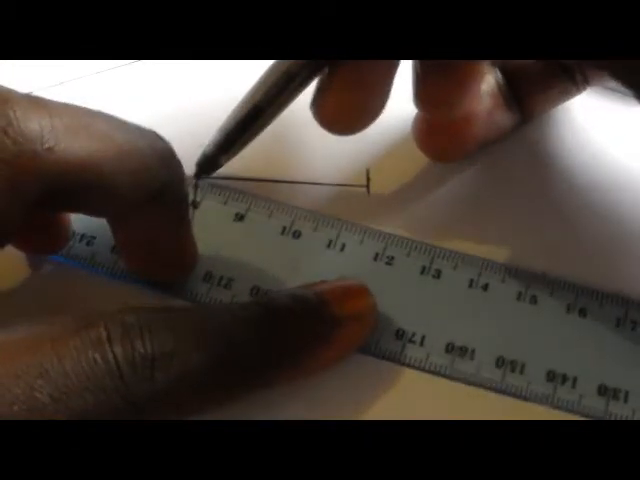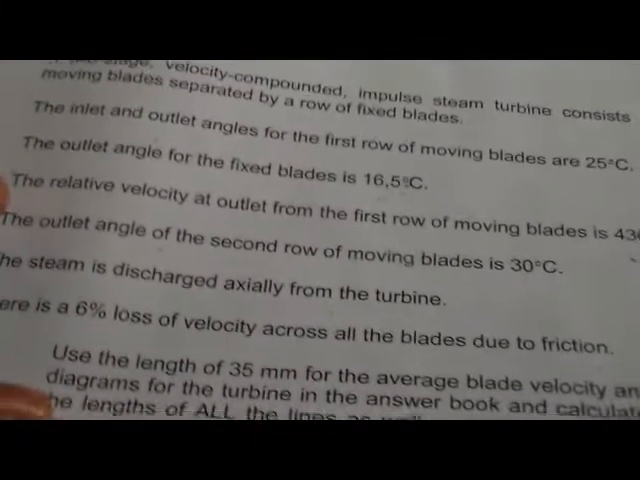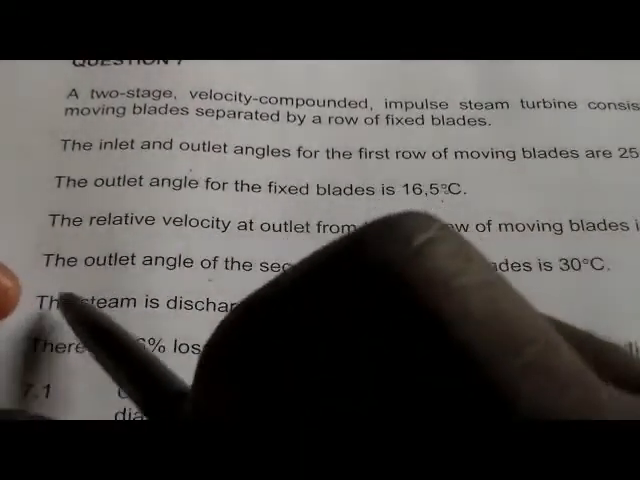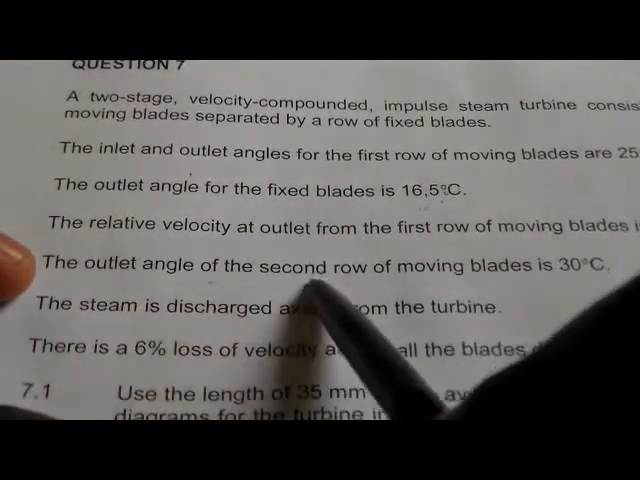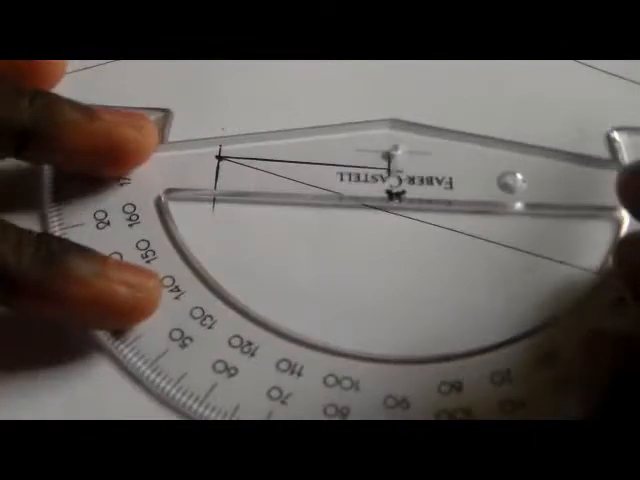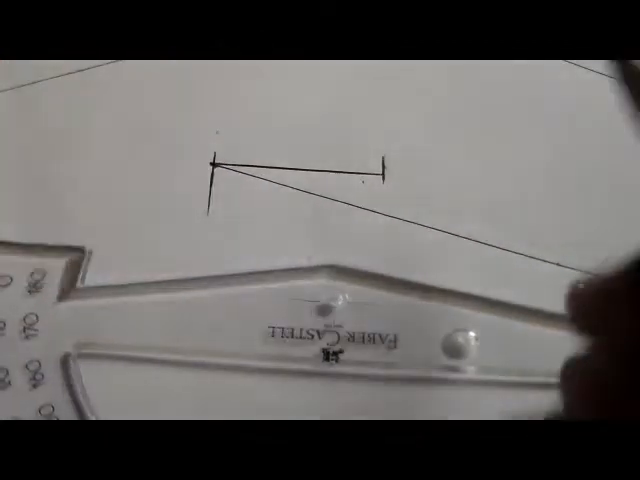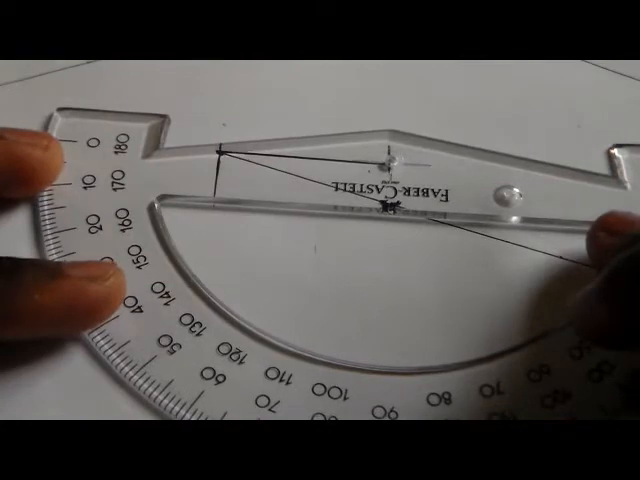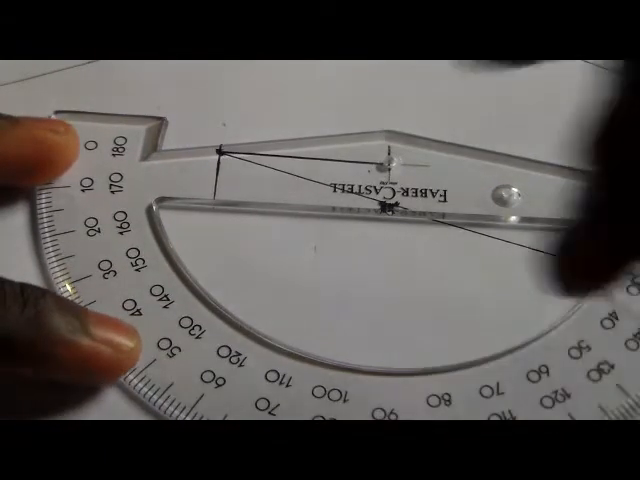Still we don't know the magnitude of this line. And then also we have the outlet angle here. They said the outlet angle of the second row of the moving plate is 30. We know that this angle here is the outlet of the moving plate, and then we just measure our 30 this side, this is our 30, and then we draw our line here.